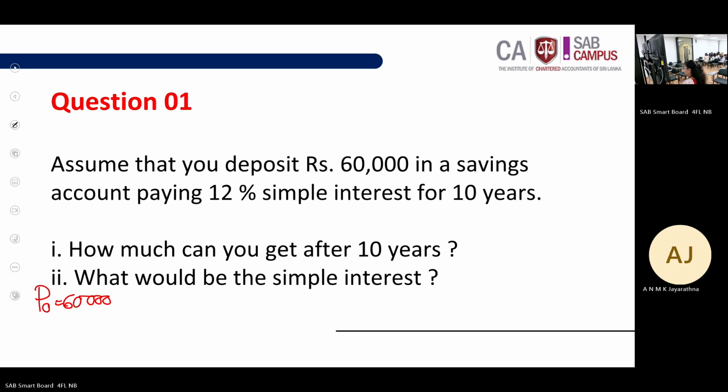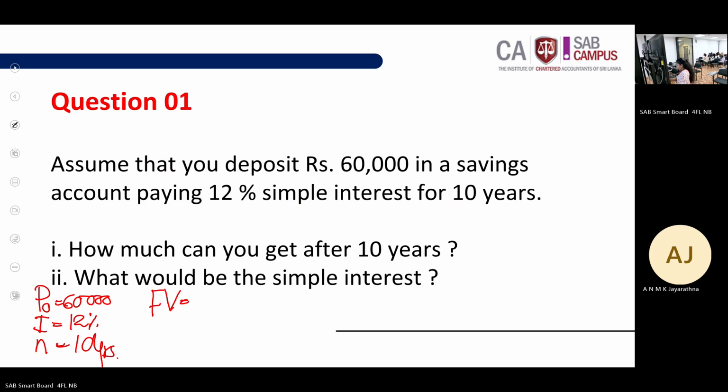And then the interest rate is 12%, and N, the number of years, is 10 years. How much can you get after 10 years? How can we calculate the future value?